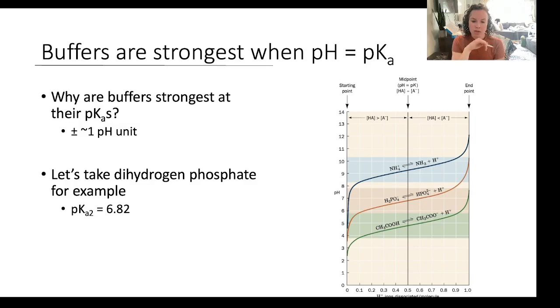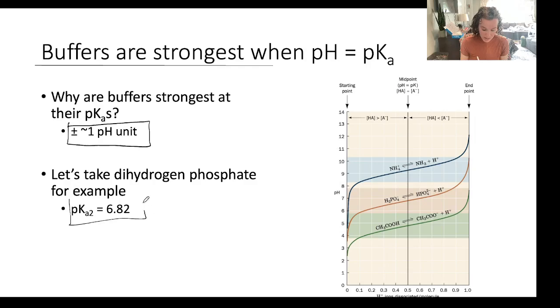So, as we jump into talking about buffers, let's remind ourselves what we already learned about buffers in Gen Chem. We learned that buffers are strongest when pH equals pKa, of course, plus or minus 1 pH unit. And so, to understand why this is true, we're going to look closely at an example here of dihydrogen phosphate that has a pKa of 6.82, and we are going to compare it to 3 other weak acids. And we're going to do that by looking at this graph shown to you on the right.